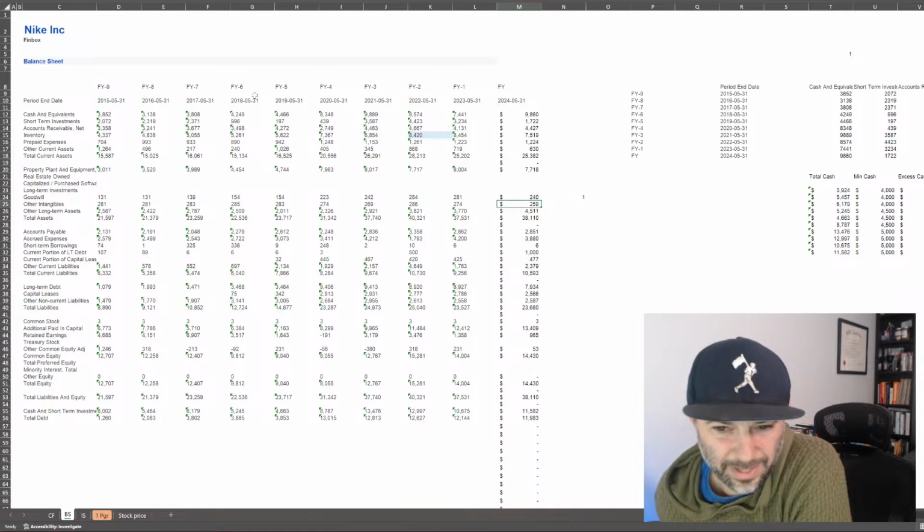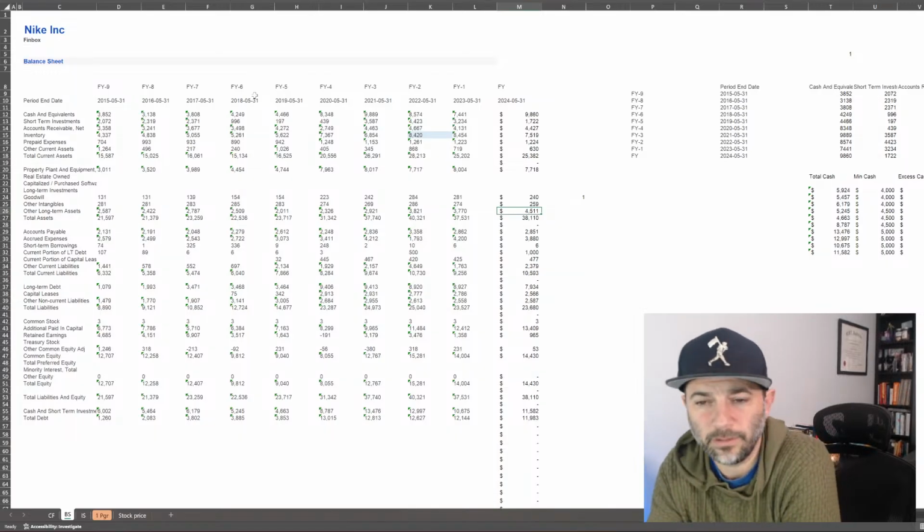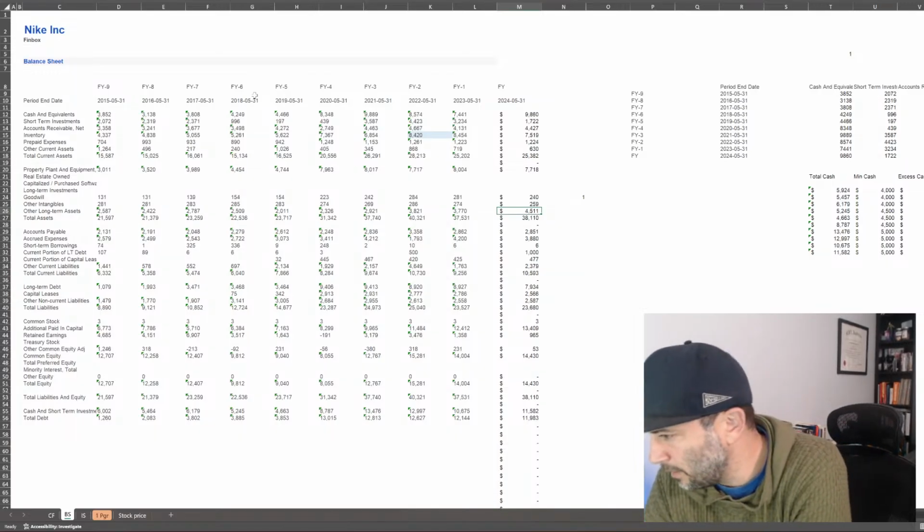Goodwill is very low. Intangibles very low. Other long-term assets, that's probably rental leases. That's their rental agreements that they've signed.